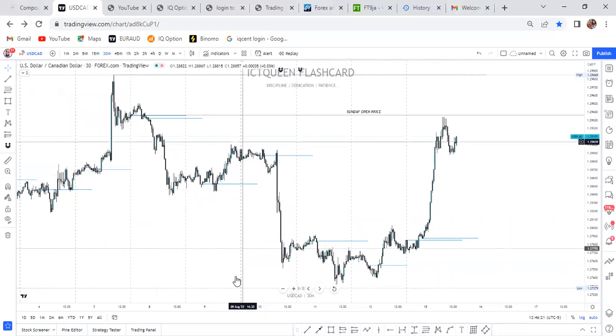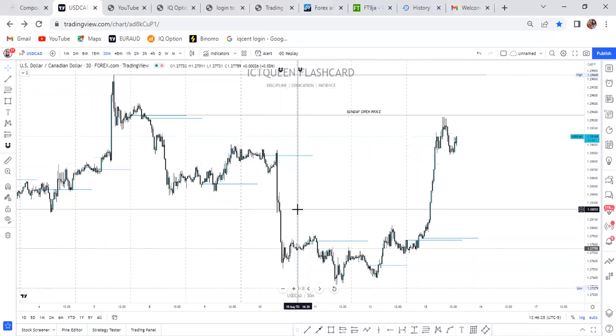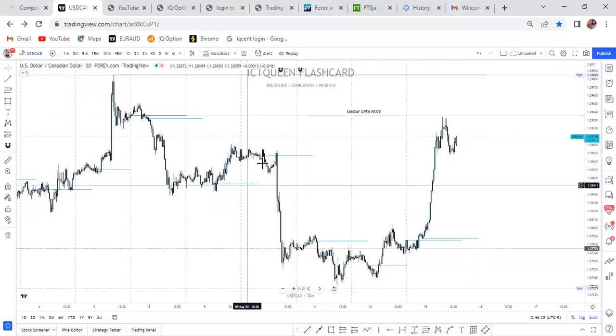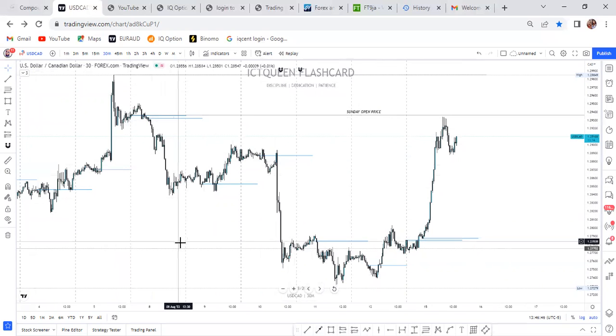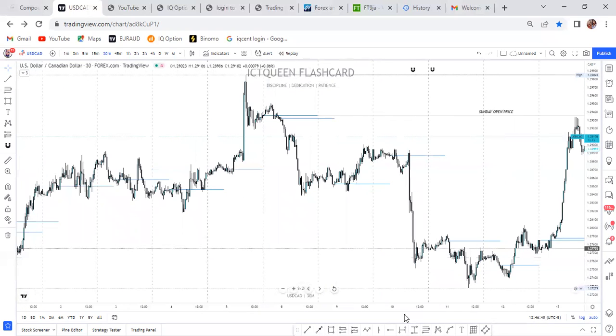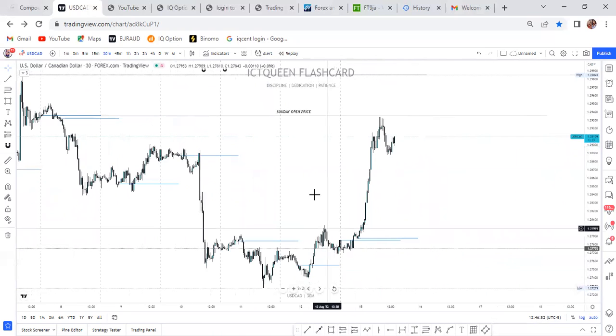Now, the black lines you see on the chart, the horizontal lines, are the session breaks. When I say session break, it's the beginning of a new session. The blue lines you see on the chart are an indicator I use, called Forest Midnight Open. I use it as a way to easily identify my midnight open price. So when I go to my chart, I can clearly see my open price just looking at me, and I know how to work around it.